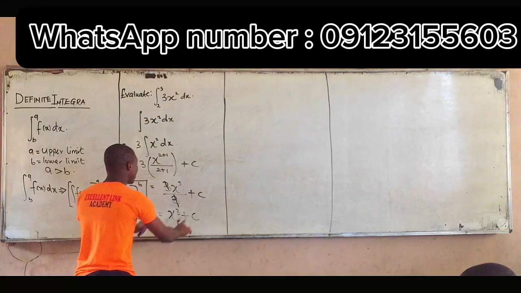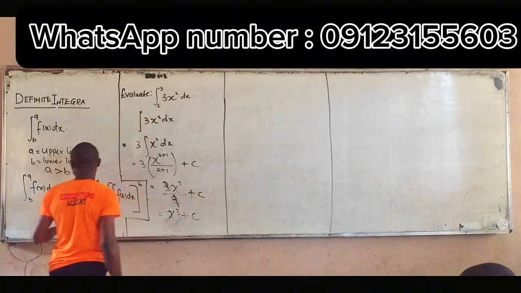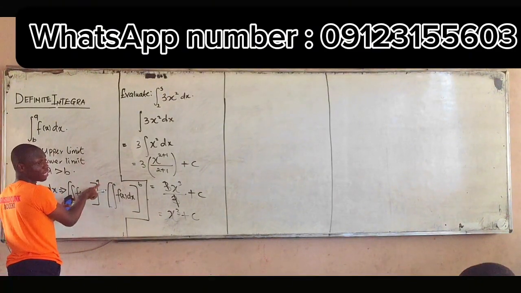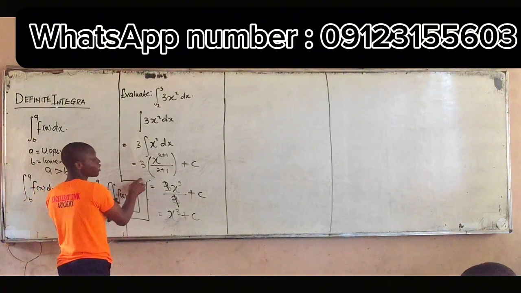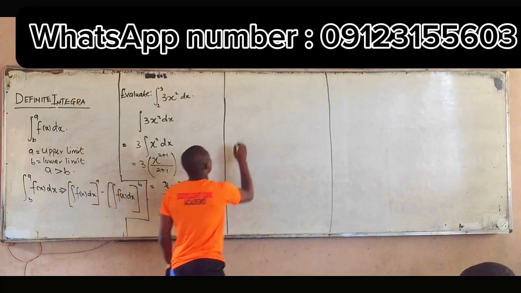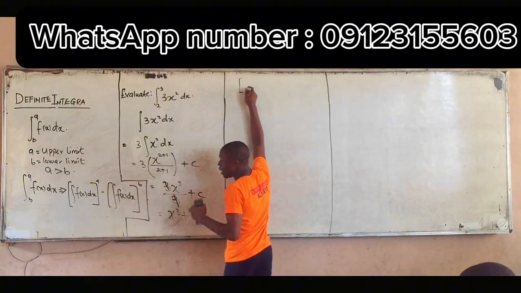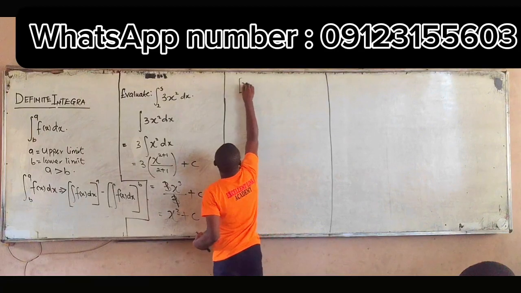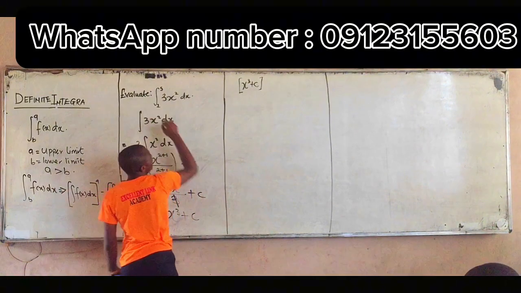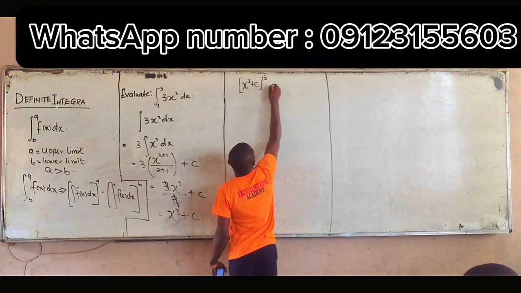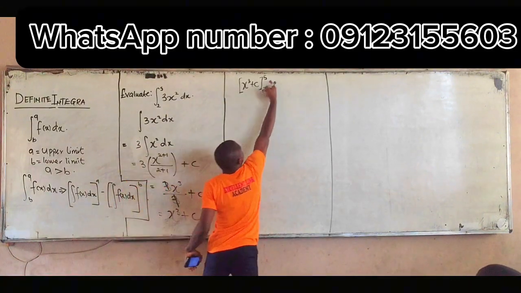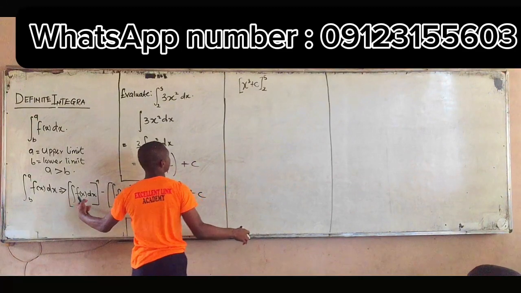Now if I want to introduce my limits, we said pick out the answer like this. The first limit comes here, the same thing here with the second limit, and I have a negative in the middle. So from here I'll have a square bracket x cubed plus c, right? What's the first limit? 5. So I have 5 and 2. So my limits are 5 and 2.